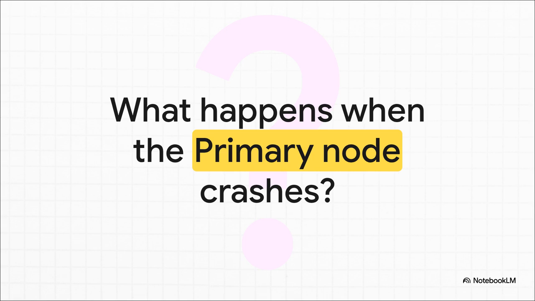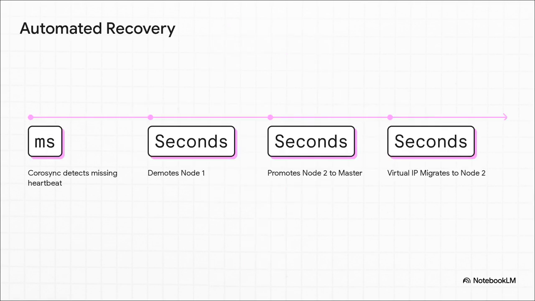Say an administrator accidentally stops the SQL Server service on node 1, or maybe the server just completely loses power. How fast can our Linux cluster actually recover from that? Well, when you watch the terminal during a crash, the speed is just incredible. Literally in milliseconds, the Corosync daemon detects a missing heartbeat from node 1. Within seconds, it immediately demotes that crashed node. Almost simultaneously, it promotes node 2 to master.